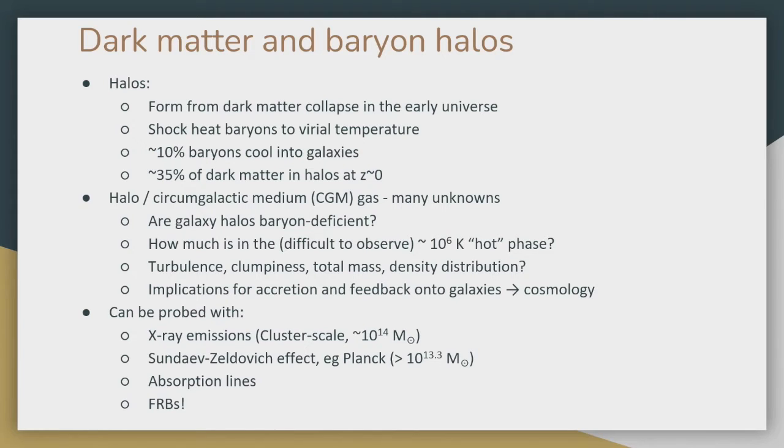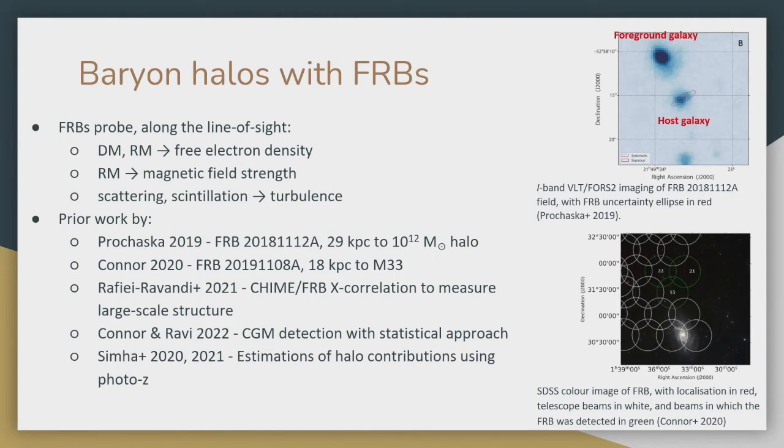Although the gas in cluster halos is hot enough to be observed in the X-ray, the lower mass and variable temperature of galaxy groups and individual galaxy halos makes it hard to see. And much of this gas is believed to be in a hot diffuse state around 10^6 Kelvin, which is difficult to detect in absorption or emission, but of course we know FRBs offer a very sensitive probe to this kind of material. Which means that FRBs have the potential to tell us a great deal about galaxy-scale halos.